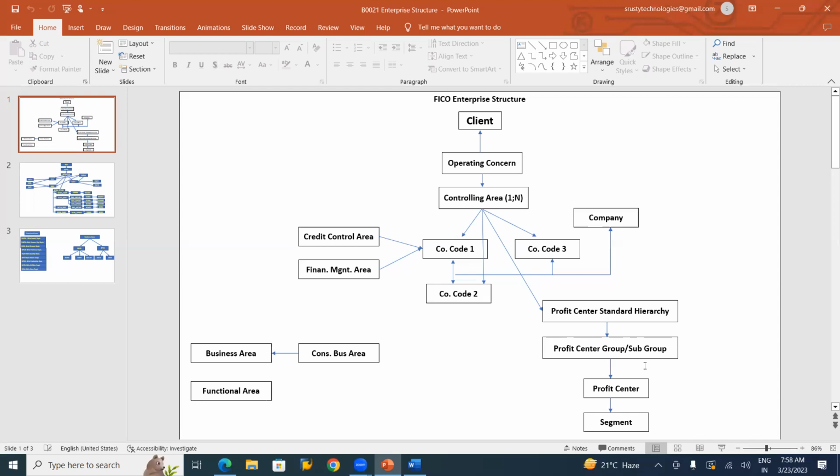Is this clear? Meanwhile, if you can remember, the profit center standard hierarchy, whatever hierarchy we have, we will call it a node. Node 1, node 2, node 3, right? So maximum how many nodes can we have? 9 nodes. We can create 1 group or 2 groups, under that 2 to 3 different subgroups, and under that any node should end with the profit center at last. Any questions on this?